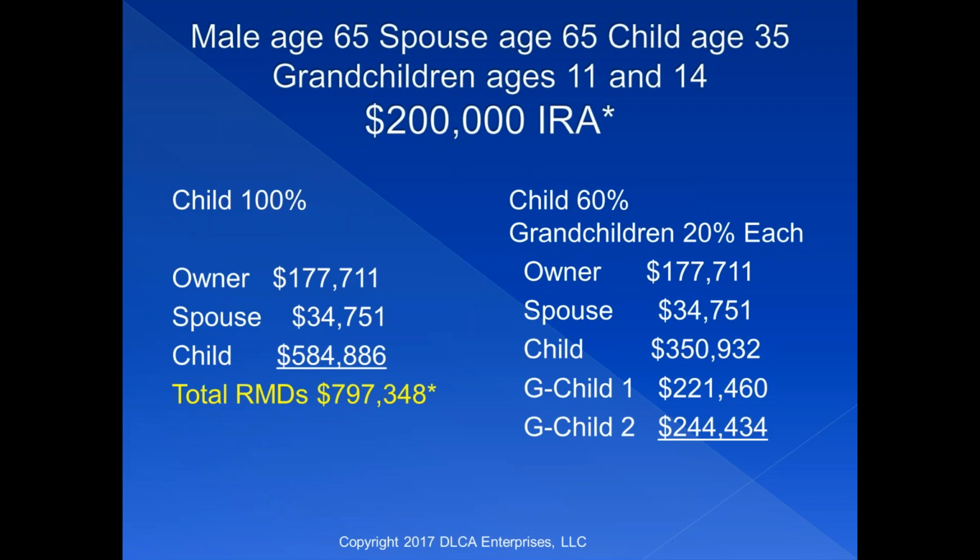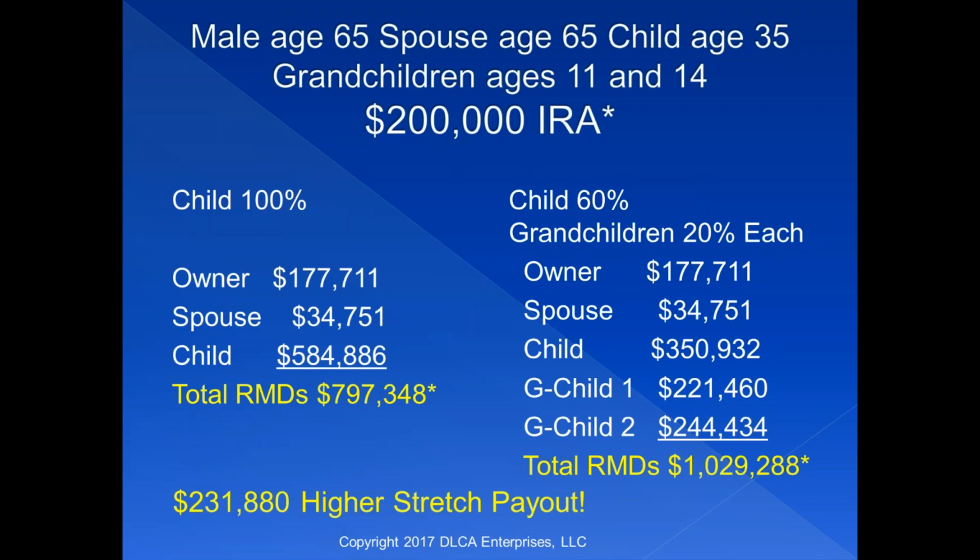But because these grandchildren have so much longer life expectancies, look at their RMDs over their life expectancies. So over on the left is the two-tier approach. Over on the right is the one-tier approach. Total of all RMDs just jumped from 797,000 to over 1 million, and you can prove that by running two illustrations. That's almost 232,000 higher stretch payout using the one-tier approach.